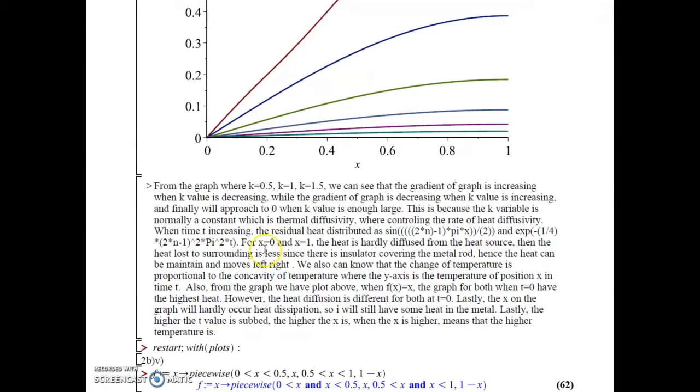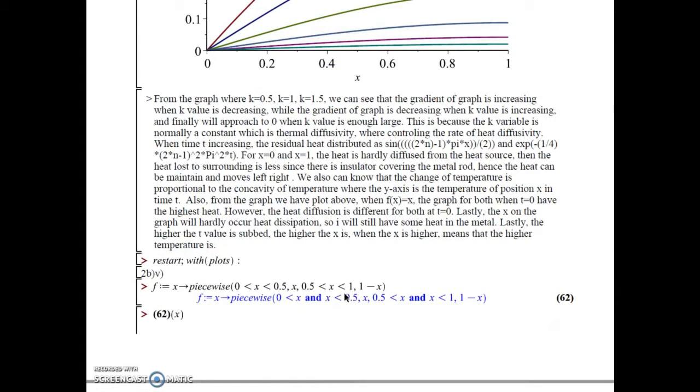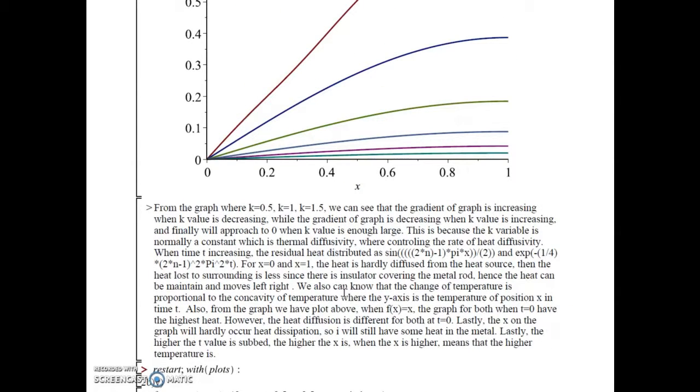Hence, the heat can be maintained and moved left-right. We can also know that the change of the temperature is proportional to the concavity of the temperature, where the y-axis is the temperature at position x in time t. Also, from the graph we have plotted above. Okay, so that's it for my question 2b for part 4.